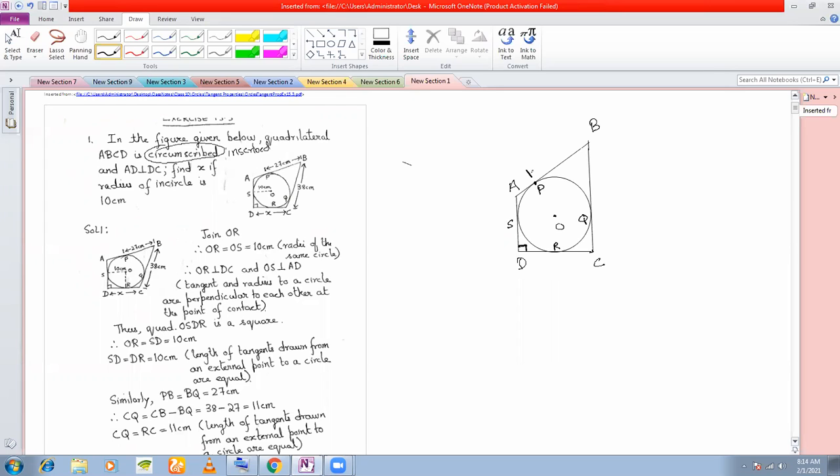And in the diagram itself, you are given that this length is 27 centimeters. This entire length here is given to be 38 centimeters. This length here is given to be X, which you need to find. And the radius of the circle, incircle, or simply the circle inscribed, is given to you as 10 centimeters.